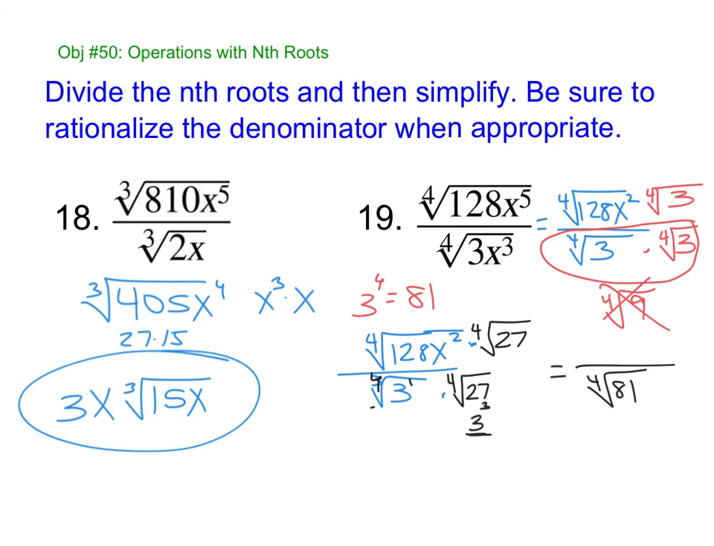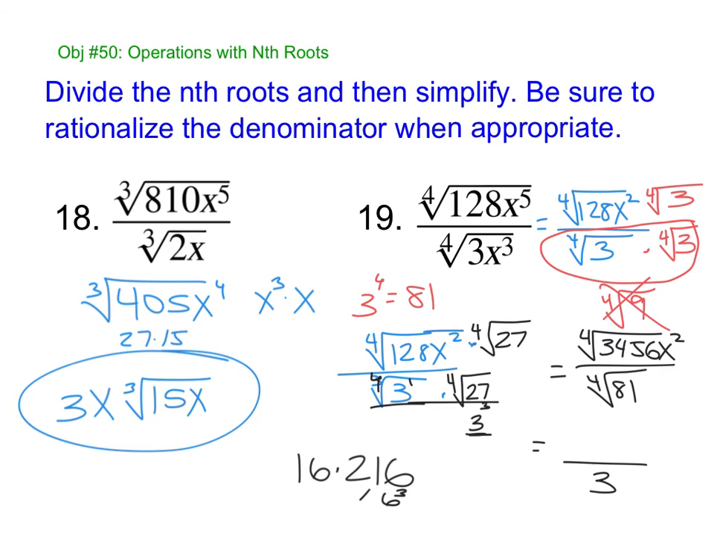So these work out to the fourth root of 81, and then 128 times 27 is the fourth root of 3,456 x squared. We know we have a 3 on the bottom. So now what perfect fourth goes into 3,456? It's actually 16 and 216. 216 is 6 to the 3rd. Because it's only to the 3rd and we're doing a fourth root, you can't do anything there. So we end up with 2 the fourth root of 216 x squared.